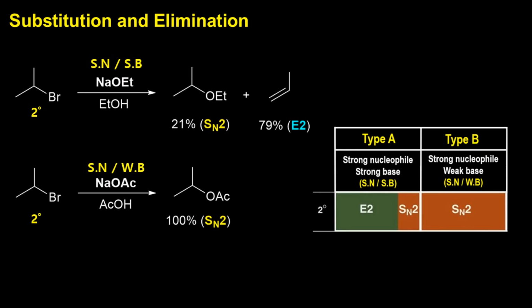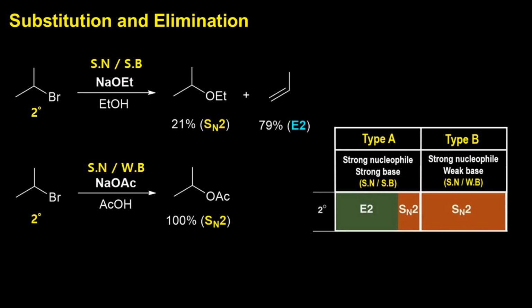But now look at what happens under type B conditions, where we use sodium acetate, a strong nucleophile but a weak base, in acetic acid. This time, we get 100% SN2, no elimination at all. Why the difference? Because acetate is a good nucleophile but a poor base. It targets the carbon directly, favoring substitution. On the other hand, sodium methoxide is not only nucleophilic but basic enough to abstract a proton, so elimination comes into play. This is a perfect side-by-side example that shows how the same substrate can behave completely differently depending on whether the reagent acts more like a nucleophile or a base.